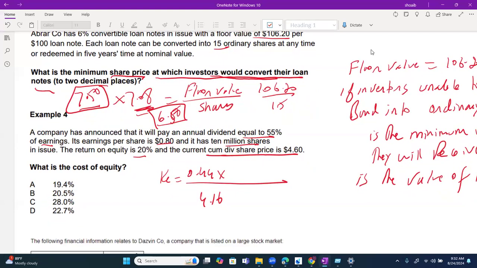Okay, return on equity is given. Let's calculate the growth. So if company is paying 55%, company is retaining 45%, so growth is 9%. So what is the cost of equity?